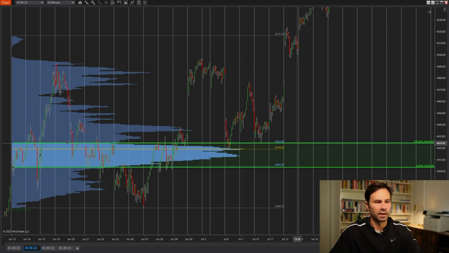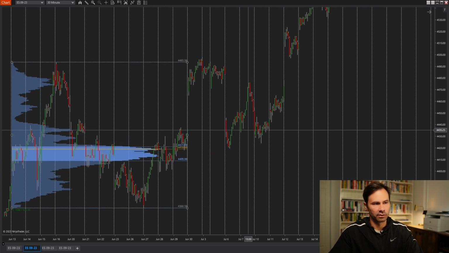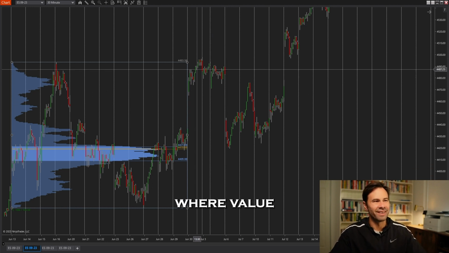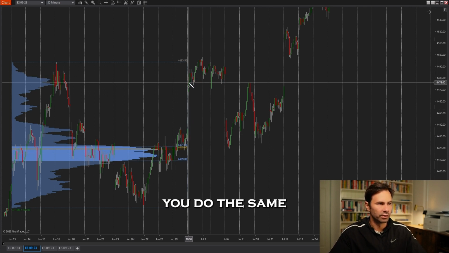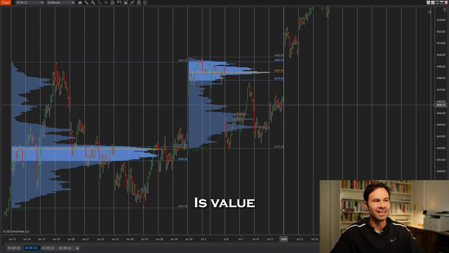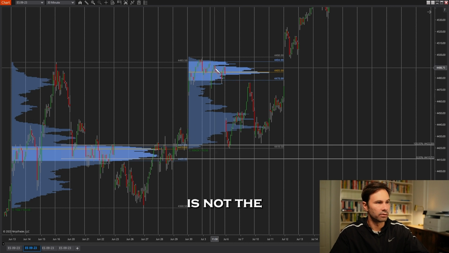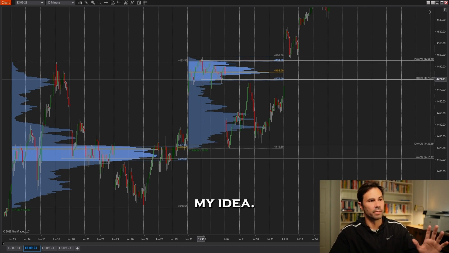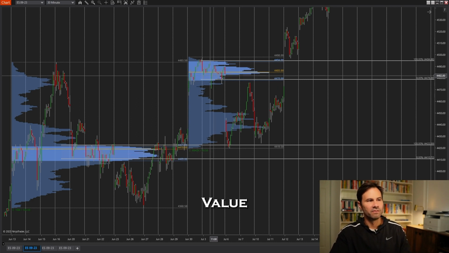But the thing is this. After this thing moved out and retested this, right? Now, if you want to find where value is these days after being traded here, you do the same and you study. All right, is the 30% highest volume within the range traded at the same level? And you can clearly say that this level is not the same as this level. I don't know if you follow my idea. The thing is, this level and this level are very different. Value is now being perceived at a different level.